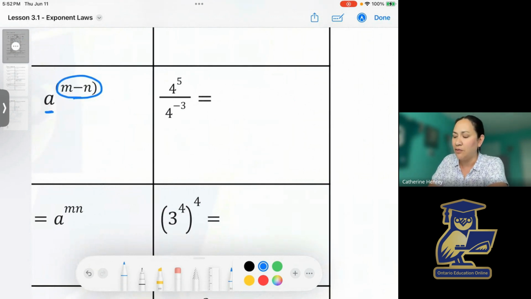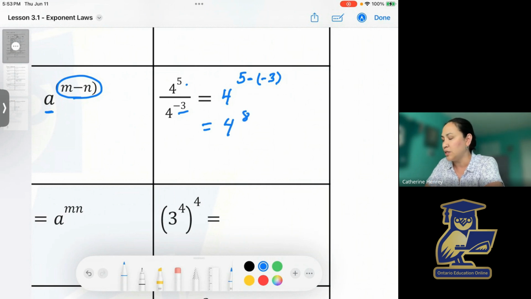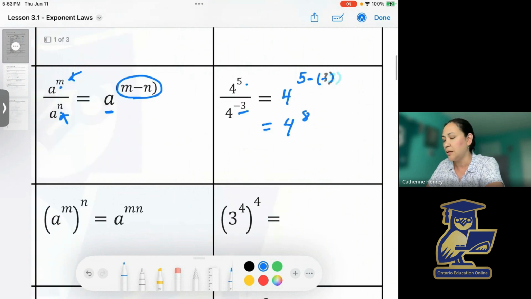All right, so let's take a look at a numerical example. And here I have 4 to the power of 5, and then I have 4 to the power of negative 3. So let's be careful with that negative sign. But we keep the same base, and then we take the exponent from the numerator. Here, this is 5, and I subtract the exponent from the denominator. And in this case, that's negative 3. So what we're really doing is we are minusing negative 3, which then becomes a positive. So this one simplifies to 4 to the power of 8. Again, go ahead and evaluate on a calculator if you would like.